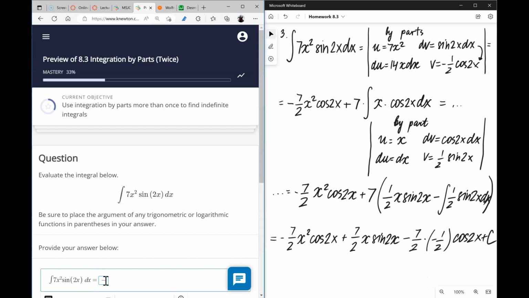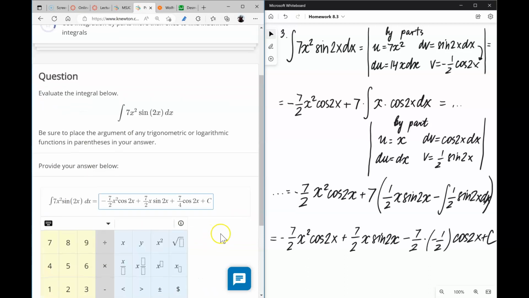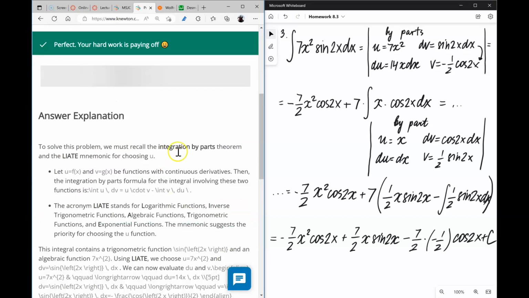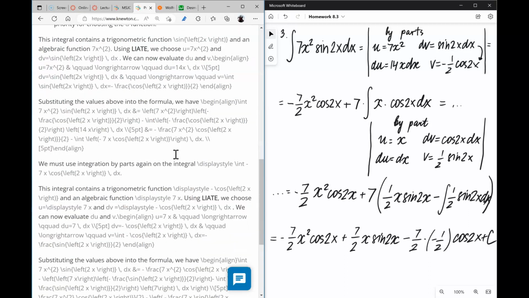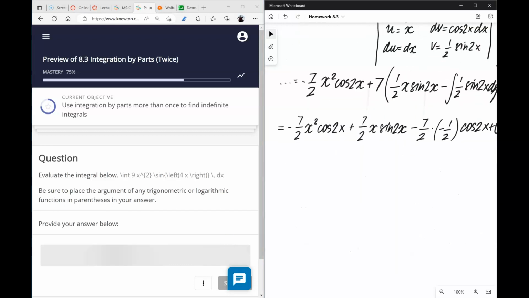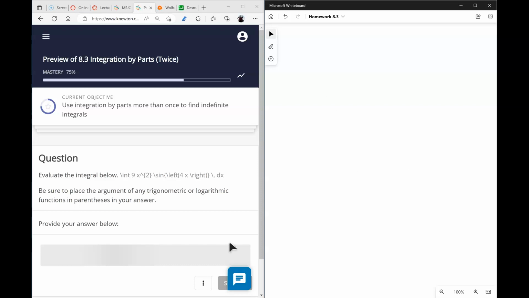So let's type it up. Negative 7 over 2 x squared cosine of 2x plus 7 over 2 x sine of 2x plus 7 over 4 cosine of 2x plus c. Let's do another problem.